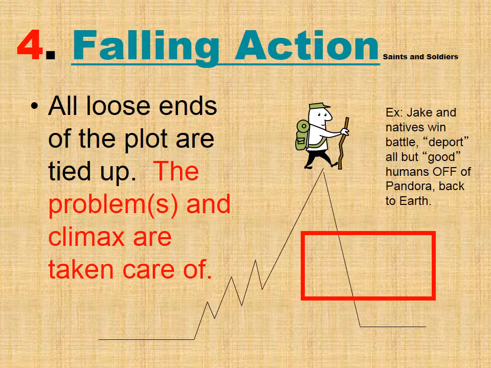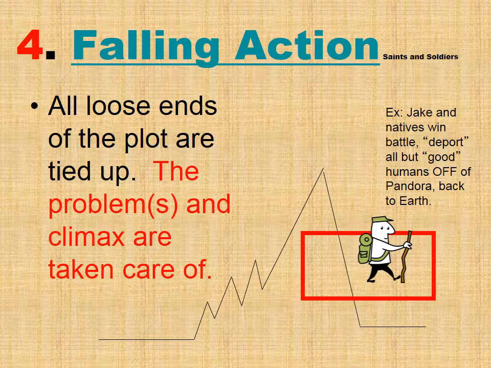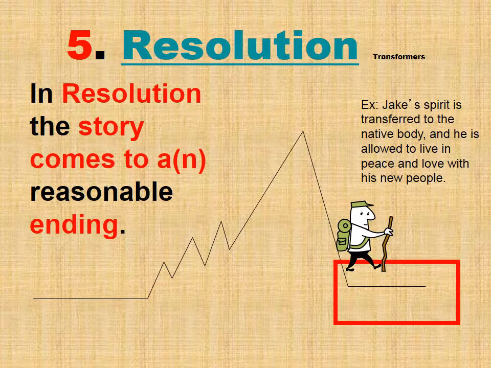Falling action. Once the climax has happened, the hero has fought the monster, there has been a face-off between father and son, etc. The problems that are still left over after the climax are taken care of. All the loose ends in the plot are tied up. Thus, this section is called the falling action, because slowly, the tension starts to wind down. And our character goes down the mountain.